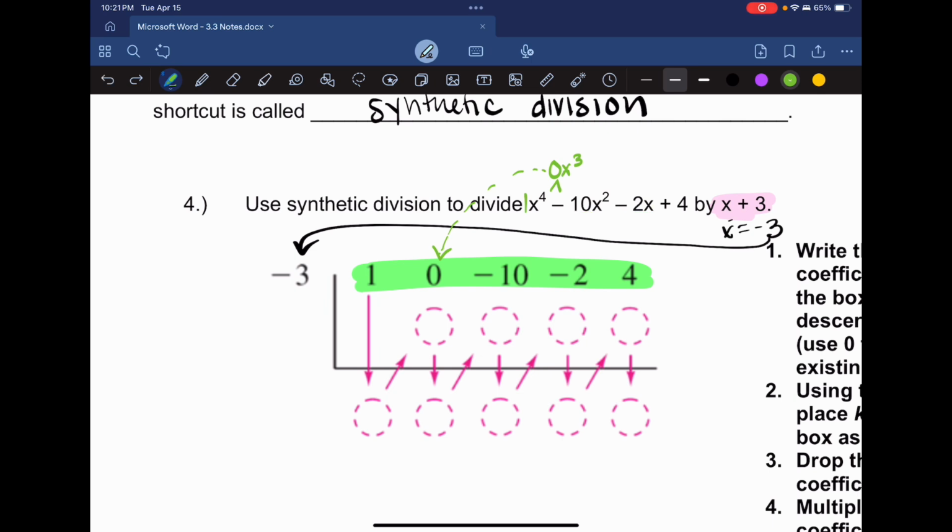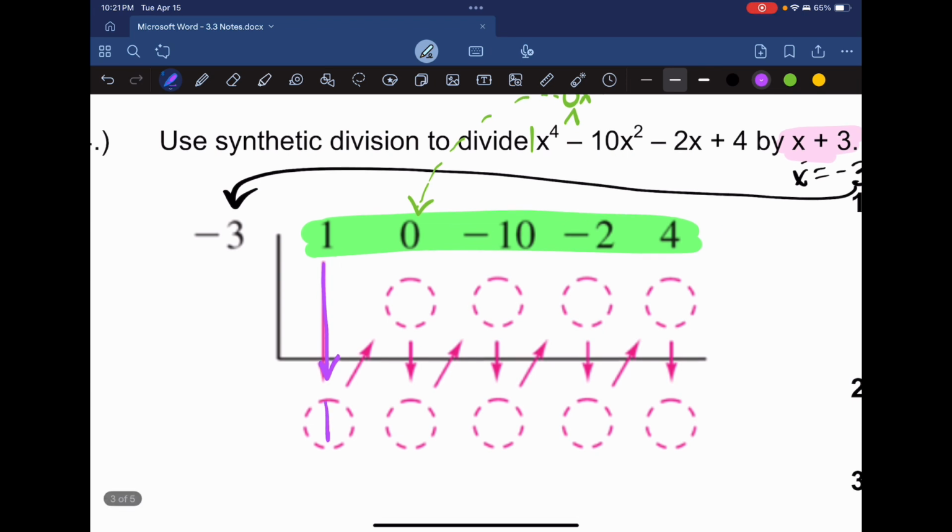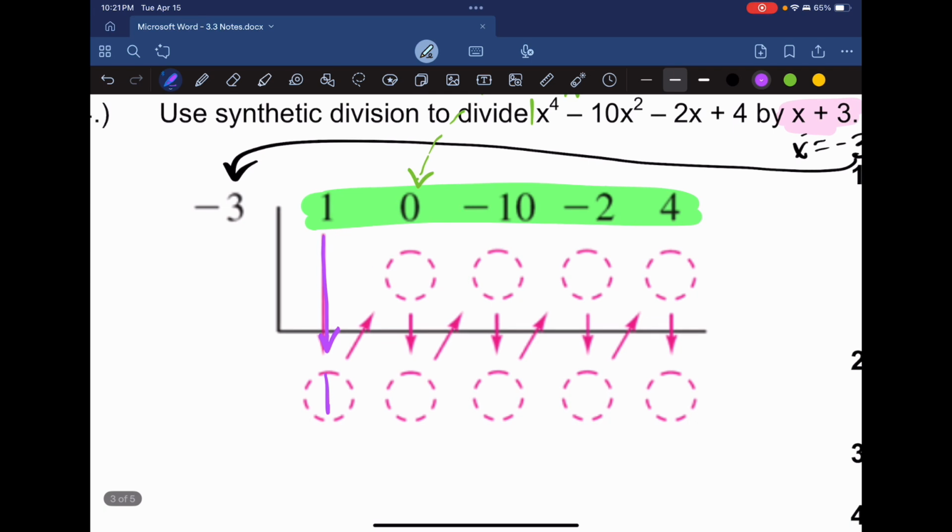Once we have these in here, let's talk about now how we solve. So that was just setting it up. Now let's solve it. We always start by bringing the first number down. So we put a 1 there. It doesn't matter what that number is, we always bring it down.